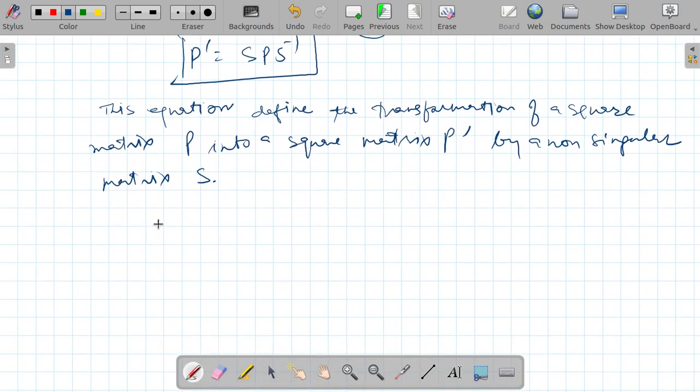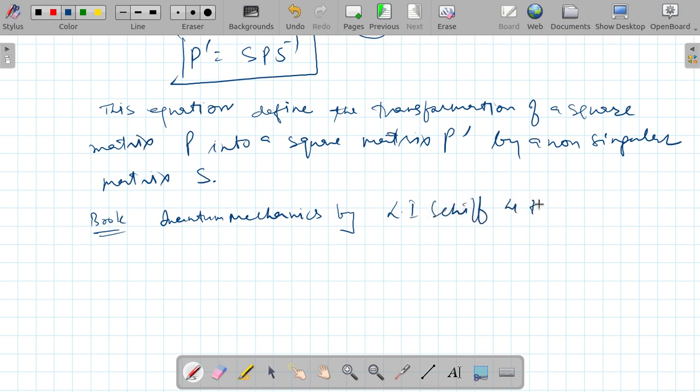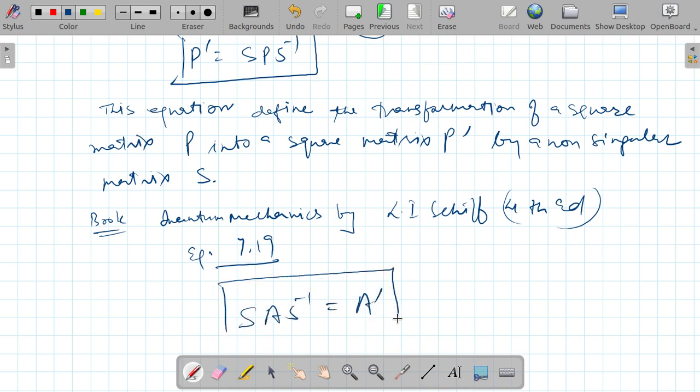And a similar equation we have seen in the book Quantum Mechanics by Schiff. That is the 4th edition. It is equation number 7.19 in that book. The equation will be that S A S inverse is equal to A prime, right? So it is equivalent to that equation, and it is from the article on transformation and diagonalization of matrices.